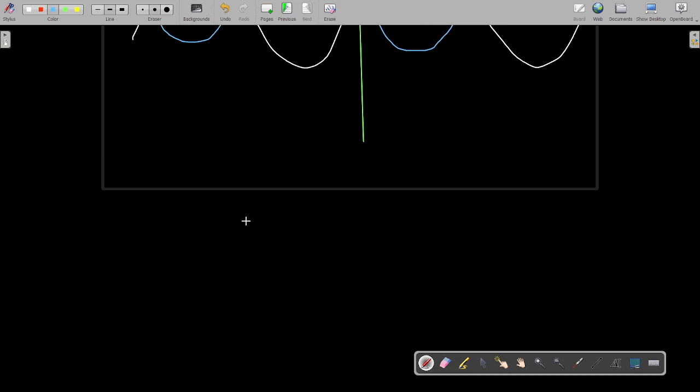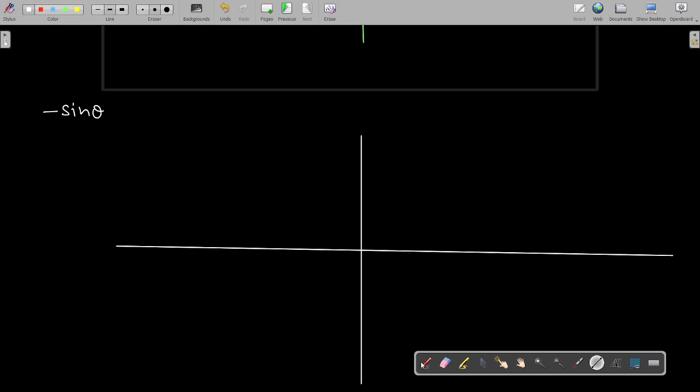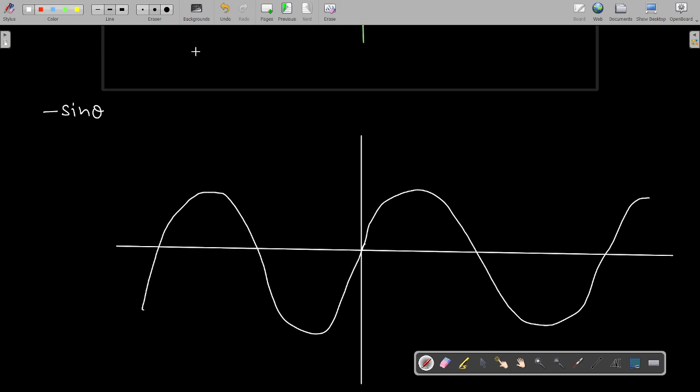Now let's draw minus sine theta. Let's see the difference. Again, this is the original graph of sine theta. So tell me, how will it be looking like? Is this basically minus f of x? Yes, minus f of x.